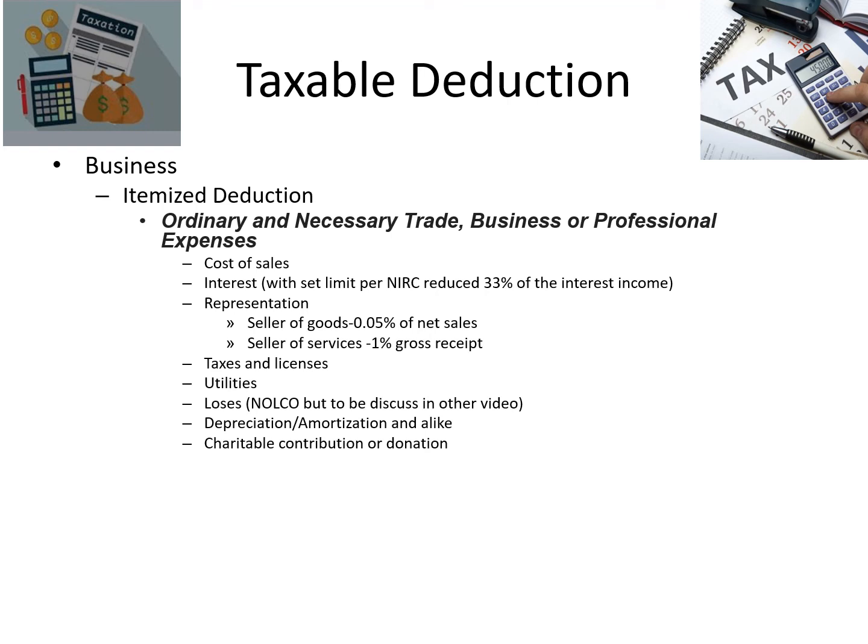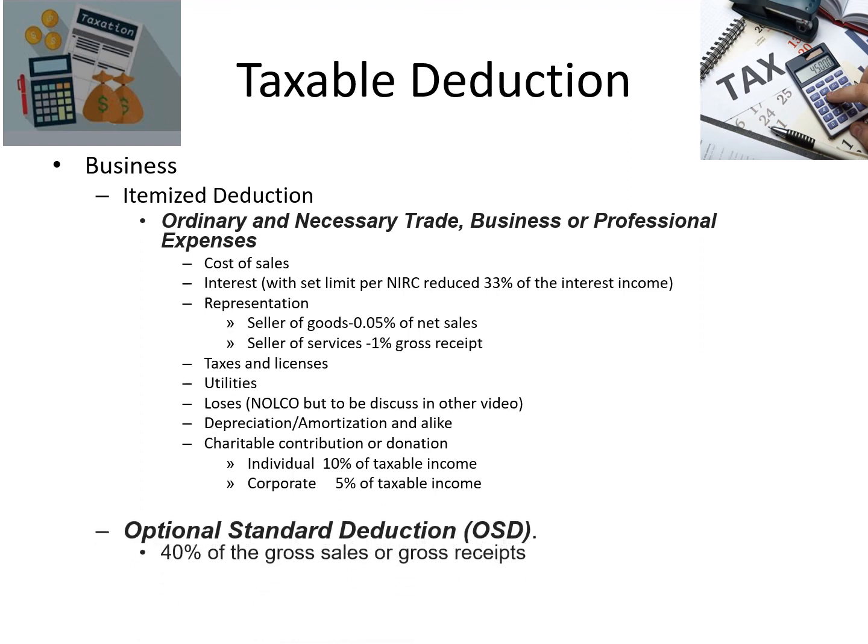So for charitable donation, it depends. If it's for the government, it's 100% deductible. But if it's for other than the government, like foundation, non-profit organization, then it has a limit. For individual, it's only 10% of the taxable income. And for the corporation, only 5% of the taxable income. Okay? Because this is also to protect the government from those who would transfer all their taxable income to other donation or other foundation, and it will then be totally non-taxable.